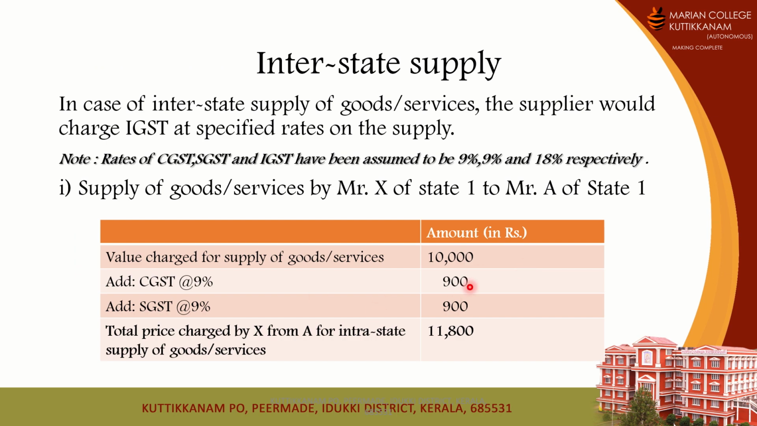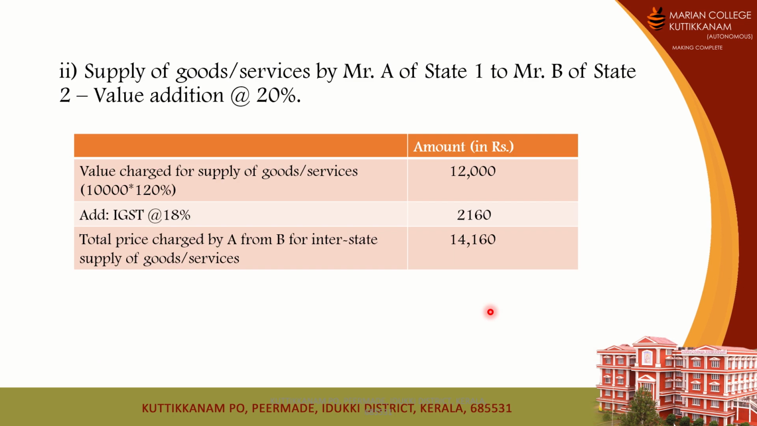Mr. A paid CGST of 900 here and SGST of 900 here. What type of tax is this? This is input tax. Okay. Then Mr. A received 2160 rupees as tax, which is received as a part of this total price. So what type of tax is this? This is output tax. So the difference between input and output tax becomes the input tax credit. So let's see.